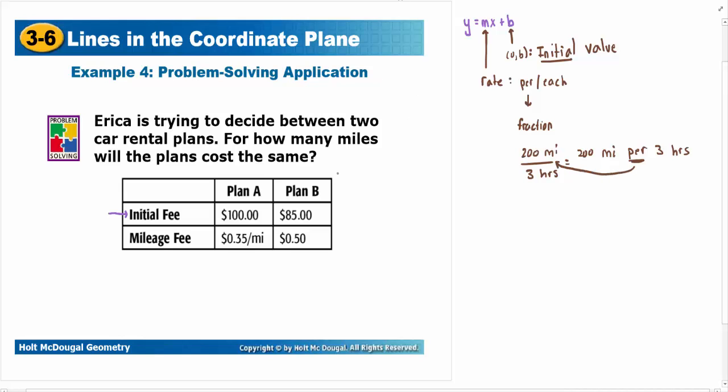So using this information, we can jump over here and get our equations. The initial fee, these are going to represent your y-intercepts. And look over here, we got a fraction, 35 cents per mile. This is going to represent your slope. So we're going to have two equations, equation A and equation B. Equation A for plan A, that's going to be y equals 0.35, that's your slope, x, plus 100 for your initial value. Plan B, that's going to be y equals, and it's going to be an initial fee of 85, but your rate is 0.5, so 0.5x plus, in this case, your initial fee, 85.